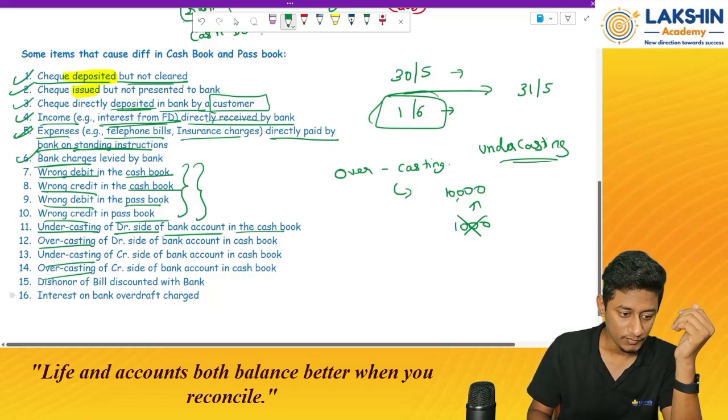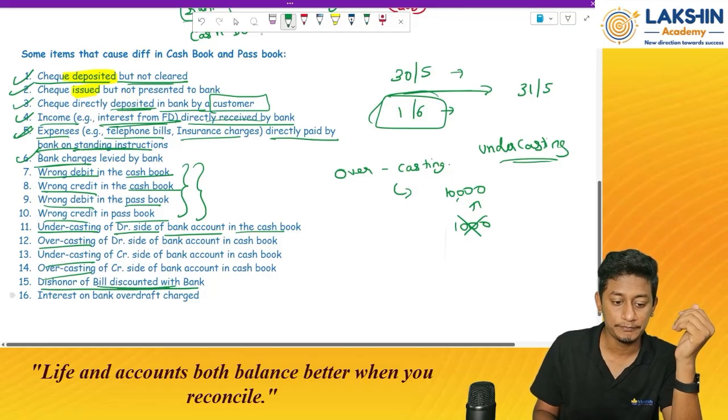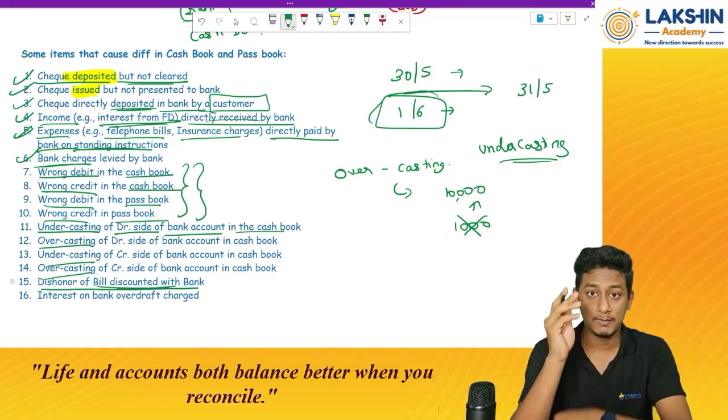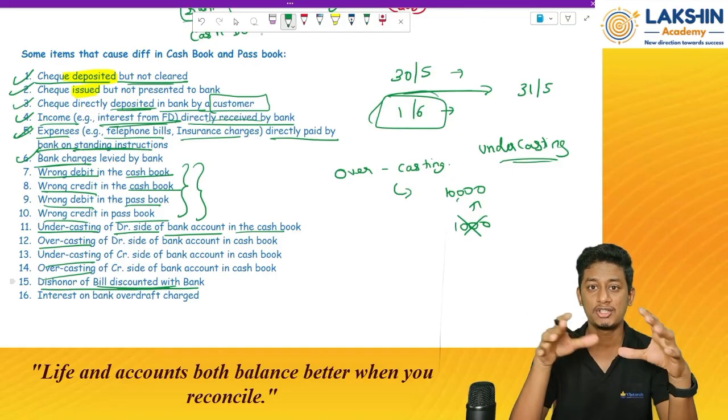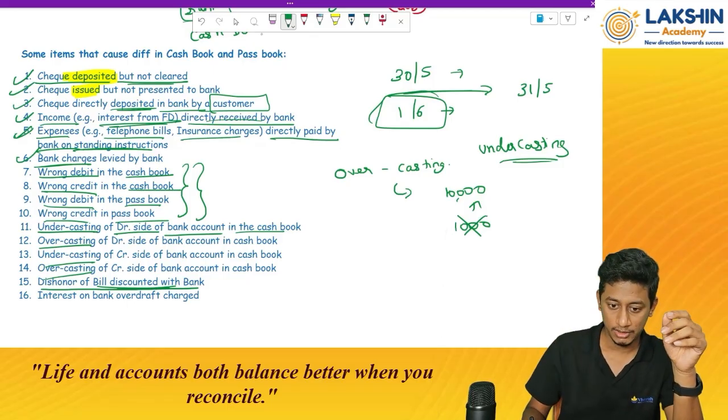Then dishonor of a discounted bill. So this concept will actually be covered in the bills of exchange chapter, but just to give you a glance of what happens.